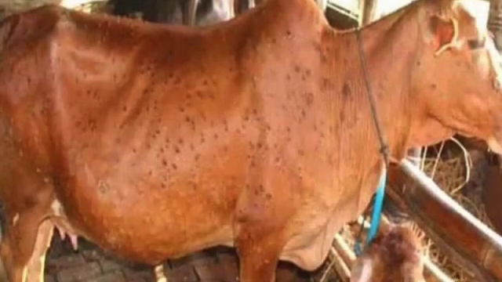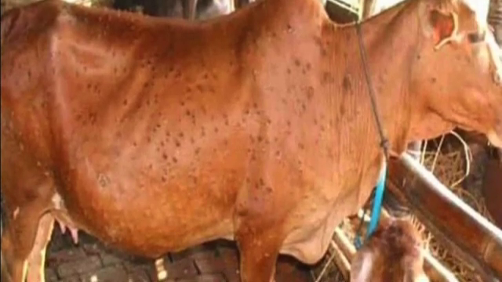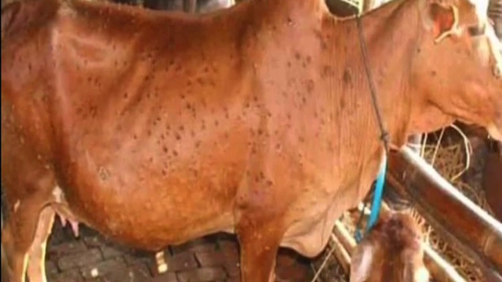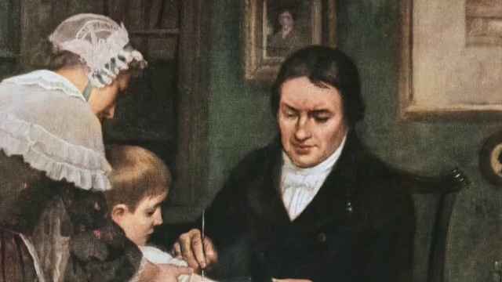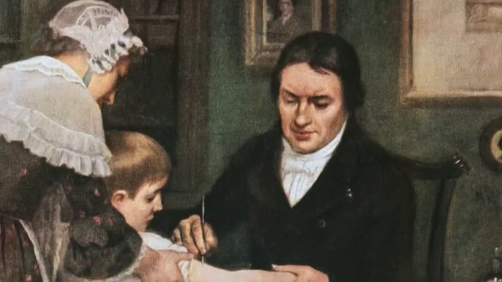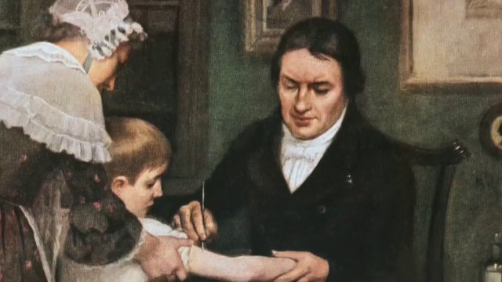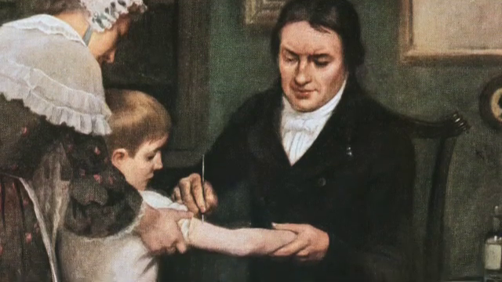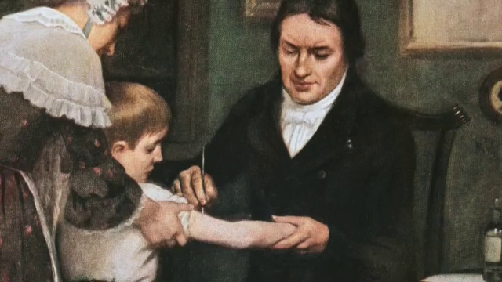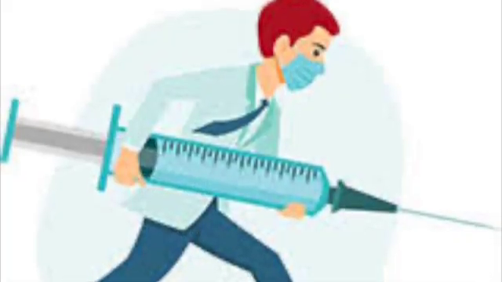By inserting pus from a milkmaid with cowpox, a disease closely related to smallpox, into the arm of a healthy 8-year-old boy and then inoculating him to no effect, Jenner was able to conclude that a person could be protected from smallpox without having to be directly exposed to it. This was the world's first successful vaccine, a term that Jenner coined himself. This influential, effective remedy began the new frontier of medicine worldwide.